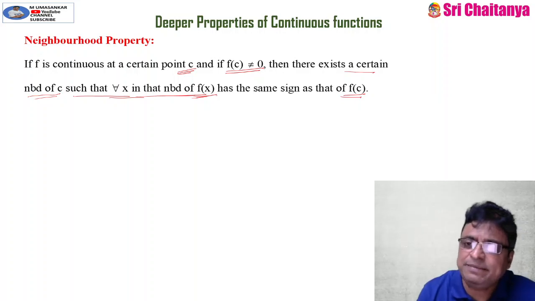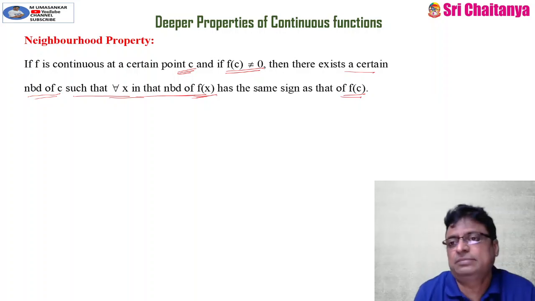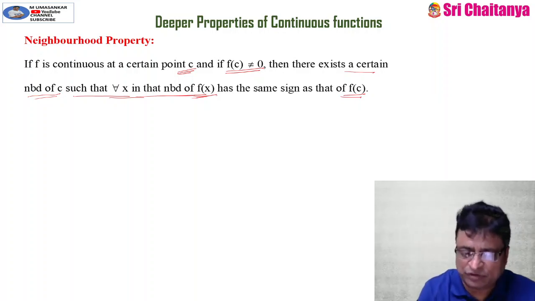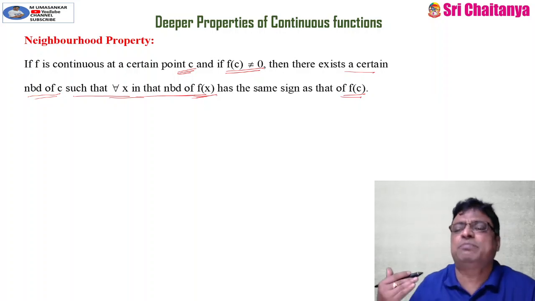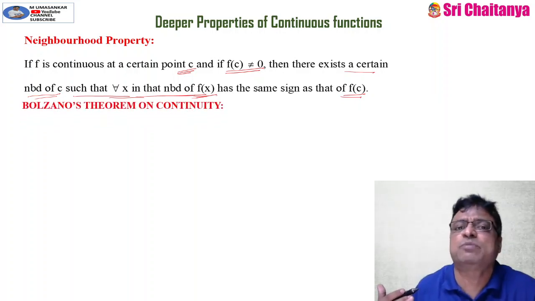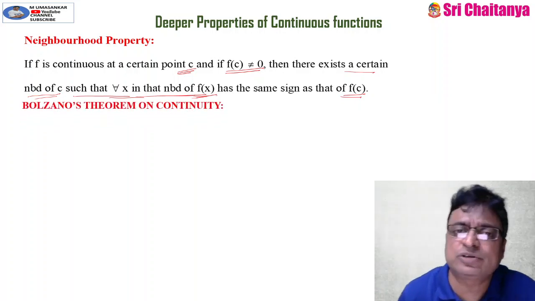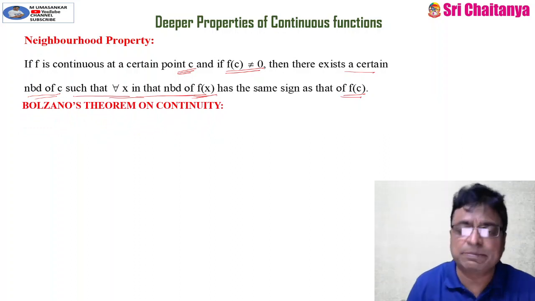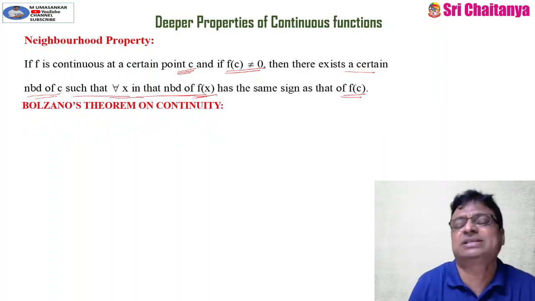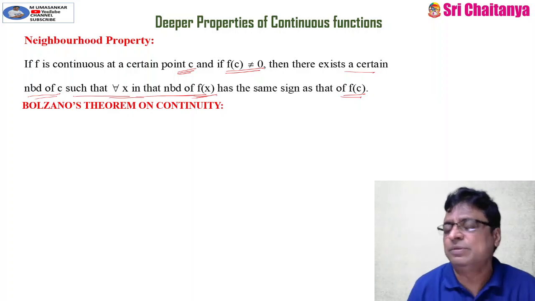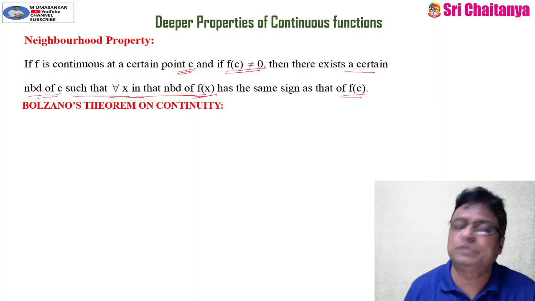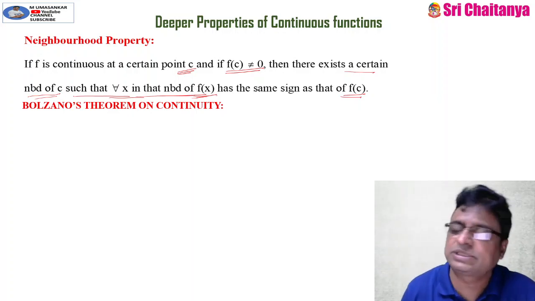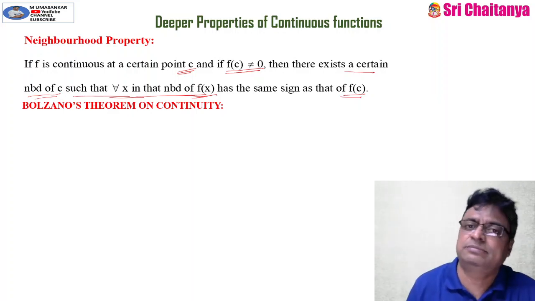Which signs are the same? The sign of f of x and the sign of f of c are both the same. Actually, this is the original neighborhood property. Based on this neighborhood property only, we are deriving the next important theorem, which is Bolzano's theorem or Bolzano-Weierstrass theorem. Some people may call this the intermediate value theorem also, but it is not the intermediate value theorem. It is a lemma for the intermediate value theorem. This is called Bolzano's theorem.